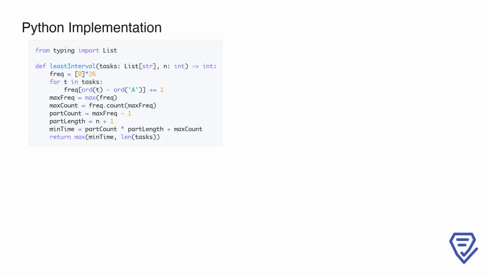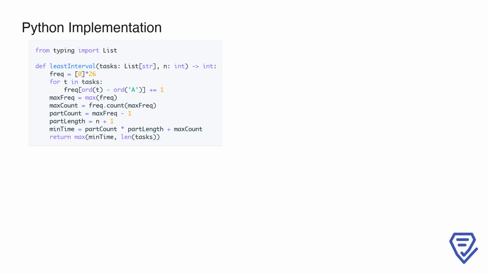Let's walk through the Python solution for LeetCode problem number 621. We first create an array of size 26 to record how many times each task appears. Then, we scan this array for the highest frequency. We also find how many distinct tasks reach that highest count.